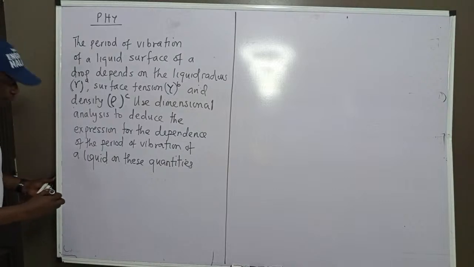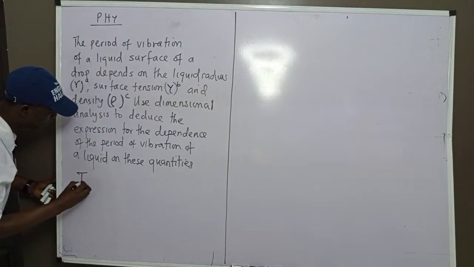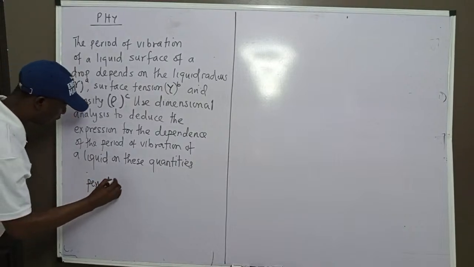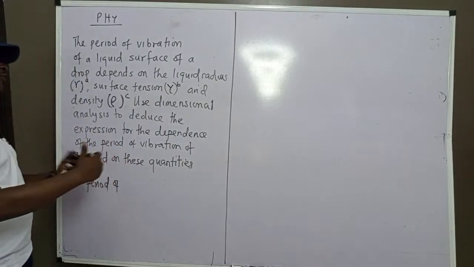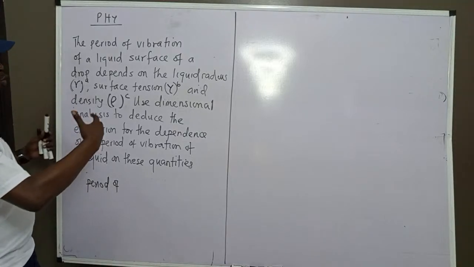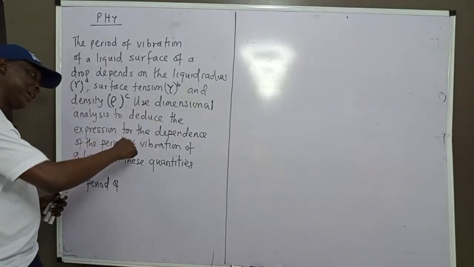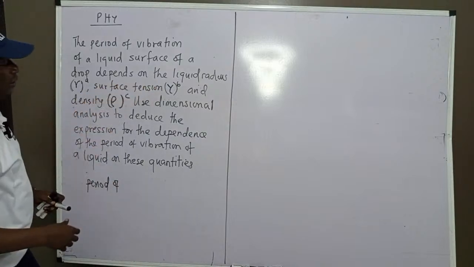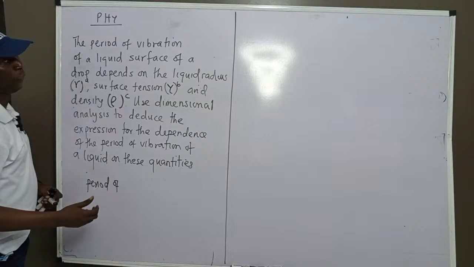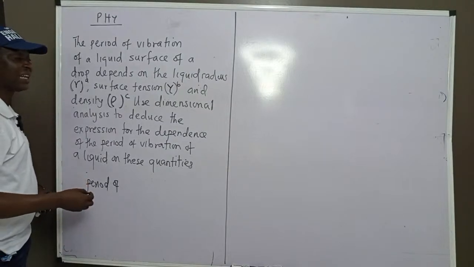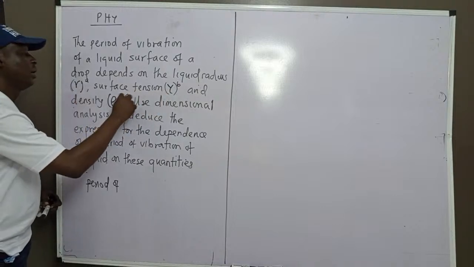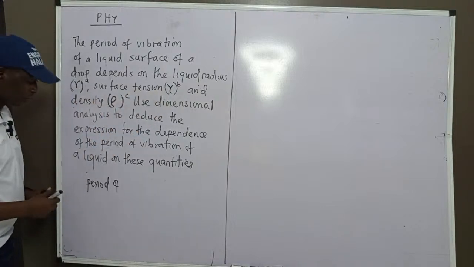Now, what we do, I don't think we are going to have a problem with period again of what? We always compare the left from the right. That means they are telling us that we want to find the equation of period of vibration of the liquid in terms of all this. So they can tell you find the equation of period using dimensional analysis in terms of R, that means radius, surface tension, and density of liquid.